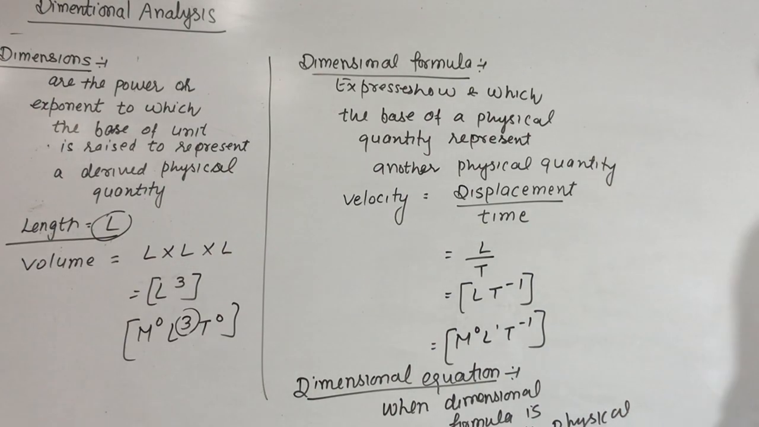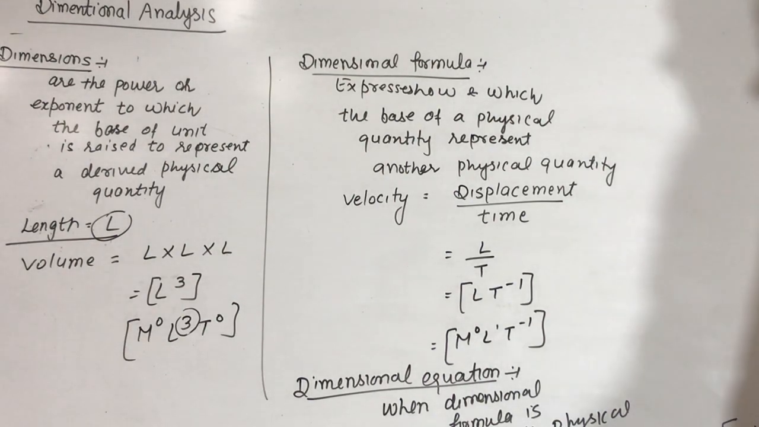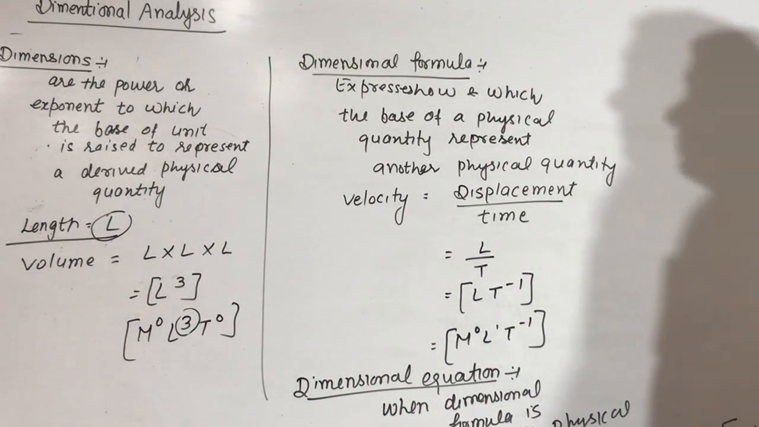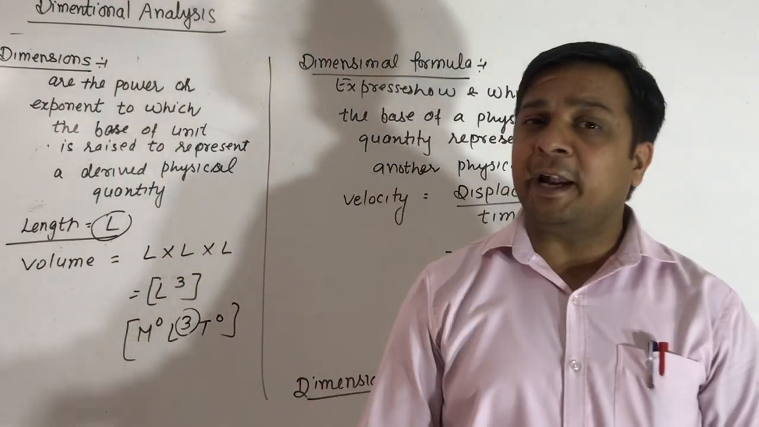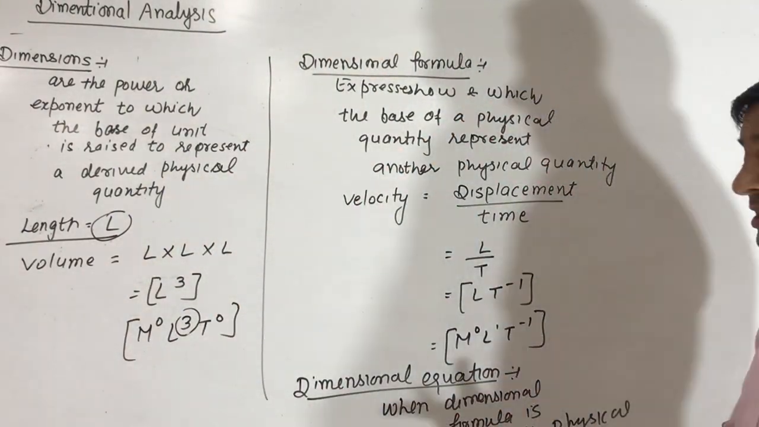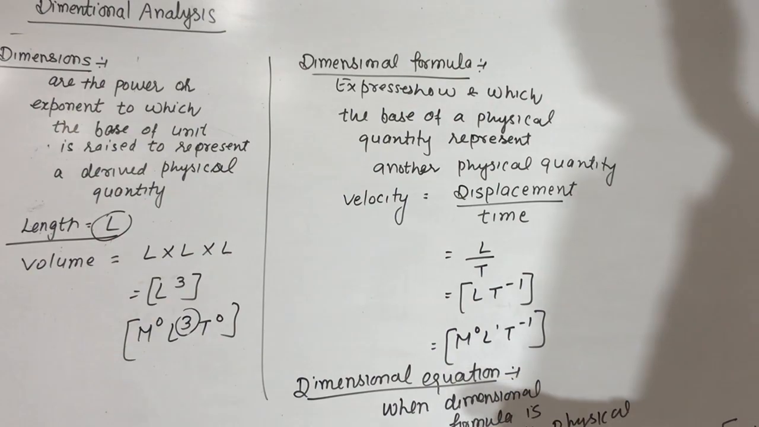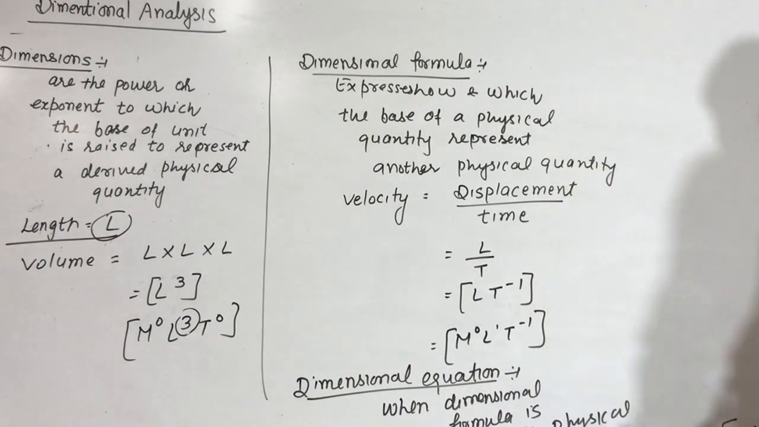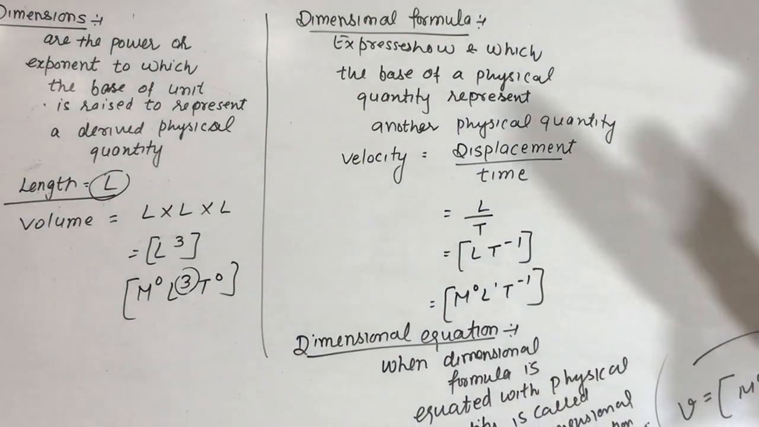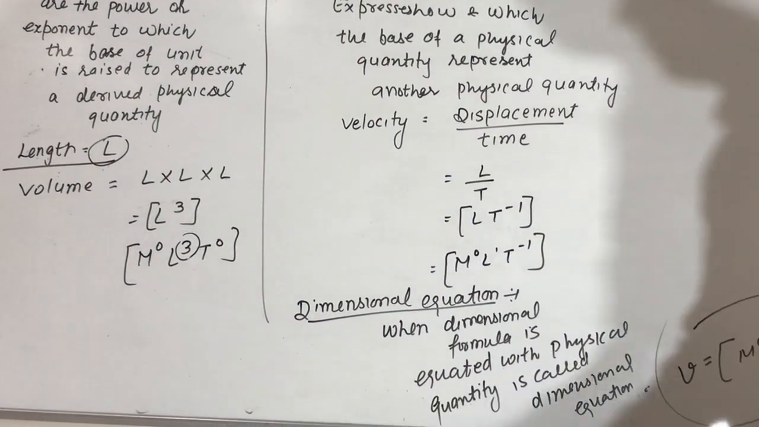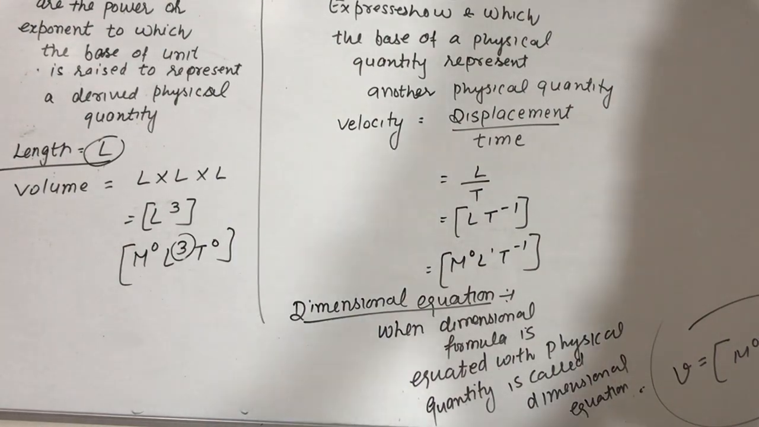Like here, V is equal to M0 L1 T minus 1. This is a dimensional equation. So dear students, when the dimensional formula is equated with a physical quantity, these three terms are very important. What are the dimensions? Power or exponent. The dimensional formula shows how and on which base a physical quantity represents the new unit. And the dimensional equation is when the dimensional formula is equated with a physical quantity.